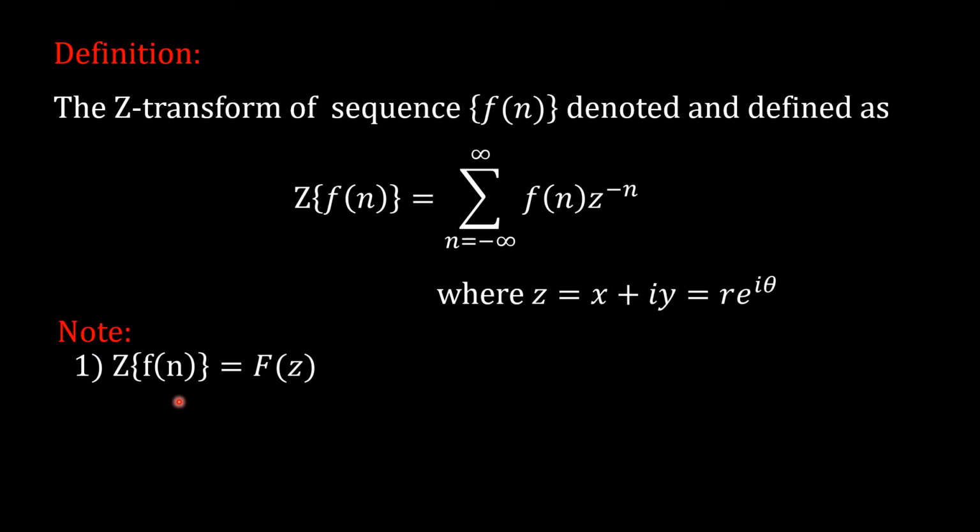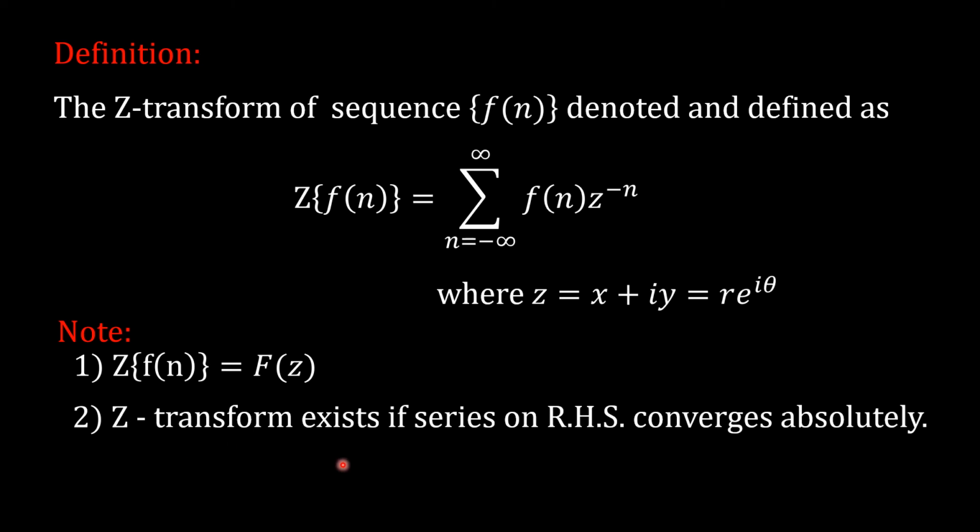Note first, the Z transform of f of n, Z of f of n, is also denoted as f of z, where z is a complex number. Second, the Z transform exists if the series on the RHS converges absolutely. Third, Z is the Z transform operator. We now define the inverse Z transform.